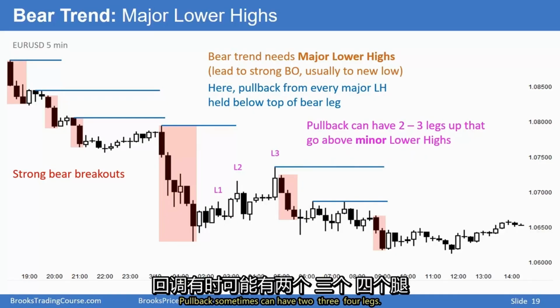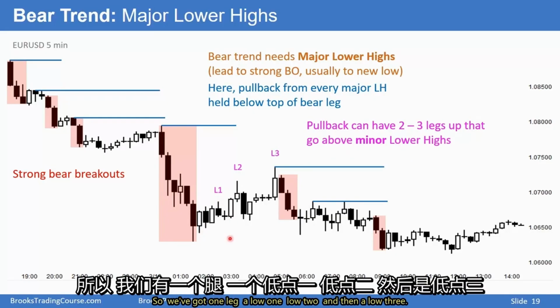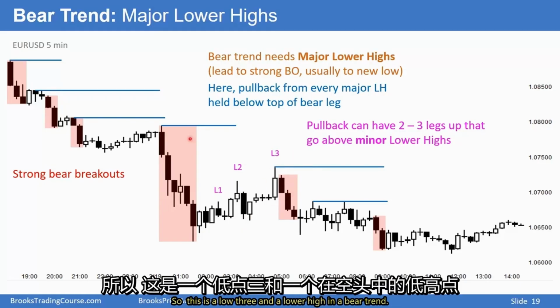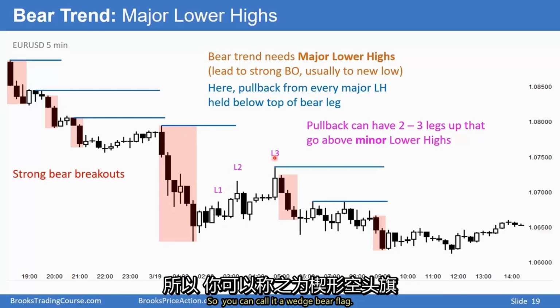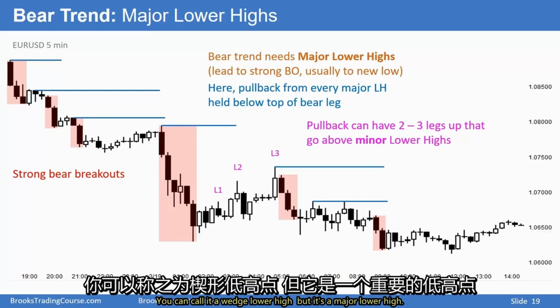Pullback sometimes can have 2, 3, 4 legs. So we've got one leg, a low 1, low 2, and then a low 3. So this is a low 3 and a lower high in a bear trend. You can call it a wedge bear flag. You can call it a wedge lower high. But it's a major lower high.